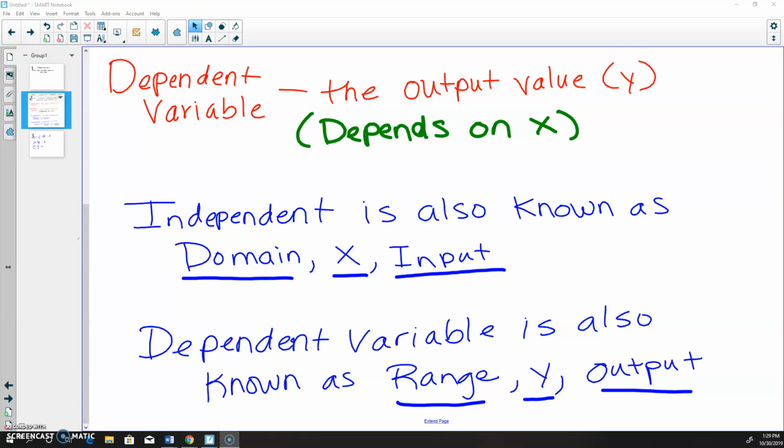What about your parents getting paid on Friday? Their paycheck depends on what? On how much they work, how many hours they work. So their hours is independent, their paycheck is dependent, because the paycheck depends on how many hours you work.